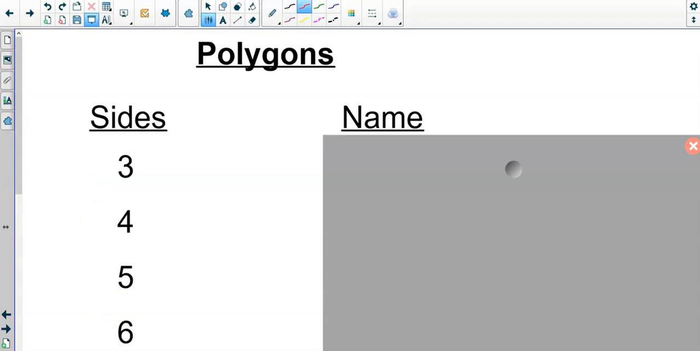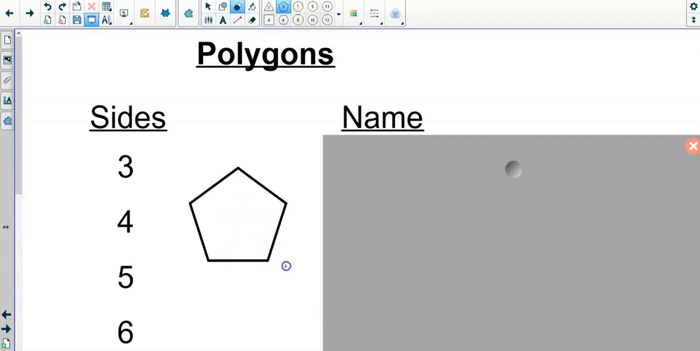I'll draw up a pentagon. So here's a pentagon. It's really made up of three triangles. You can see them. 1, 2, and 3. Three triangles make a pentagon. If I had a hexagon, which is a 6-sided figure, it would be made up of 4 triangles, and so on and so forth. Okay, so let me get rid of this real quick.